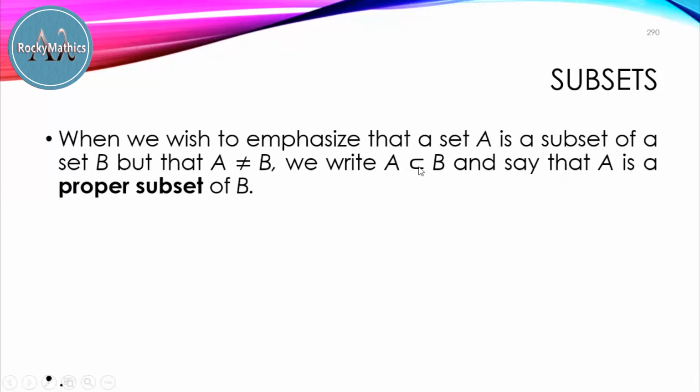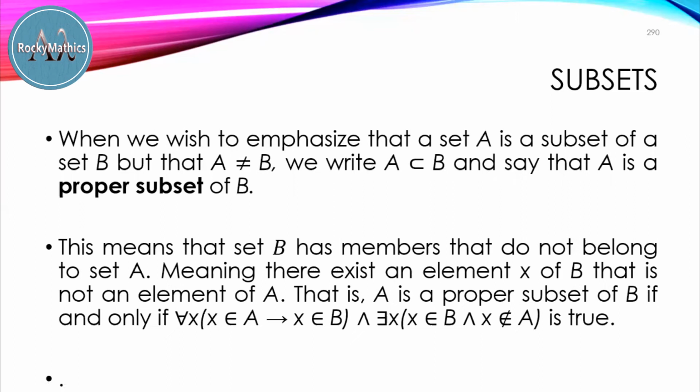This is a proper subset if we know that A is not equal to B, although all elements in A belong to the set B. This means that set B has members that do not belong to set A. Meaning, there exists an element x of B that is not an element of A. That is, A is a proper subset of B if and only if this quantification is true.